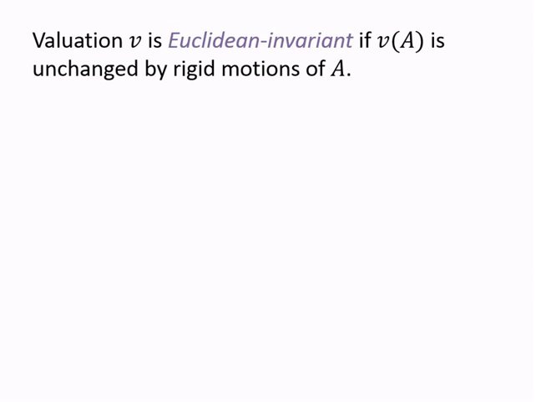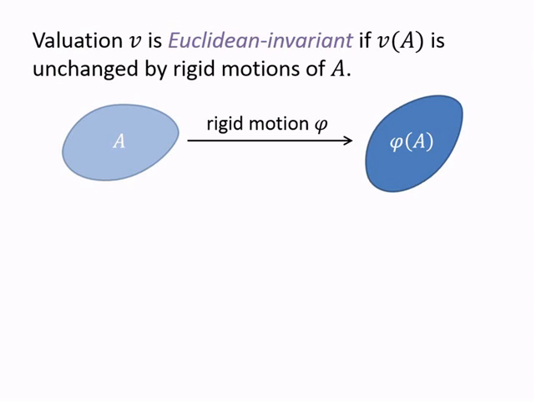The first one is a valuation is Euclidean invariant if it's unchanged by rigid motions of the set. So if I have this set A, and I know its size, so to speak, the size doesn't change if I translate or rotate the set in Euclidean space. It's invariant under isometries, you could say.